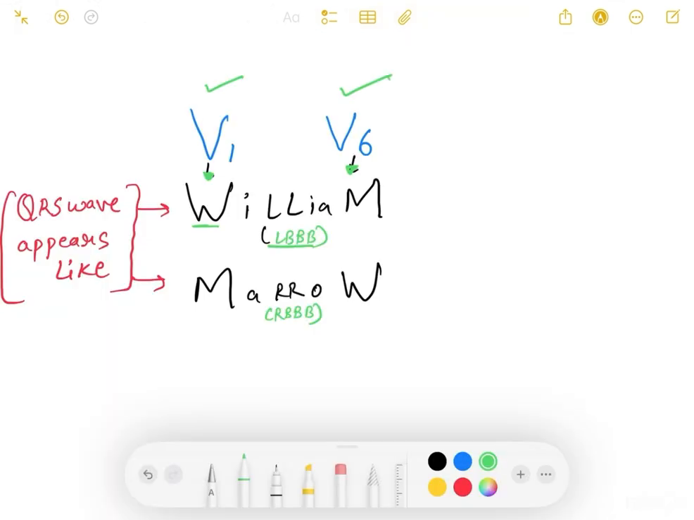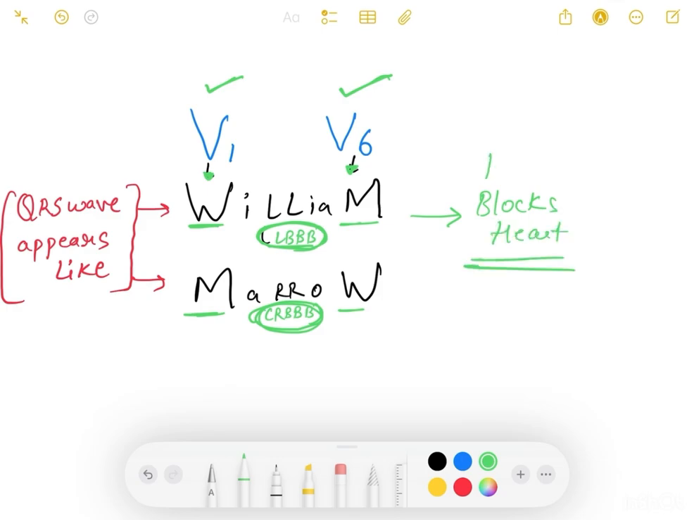So doctors, let me summarize these blocks very briefly in just two lines. You just have to see V1 and V6 in the ECG. In the case of left bundle branch block, the V1 QRS will appear as a W and in V6 the QRS will appear like an M. In the case of right bundle branch block, the QRS will appear like an M in V1 and like a W in V6. So now you can easily tell a person if she is having blocks in her heart. Okay, heart blocks.